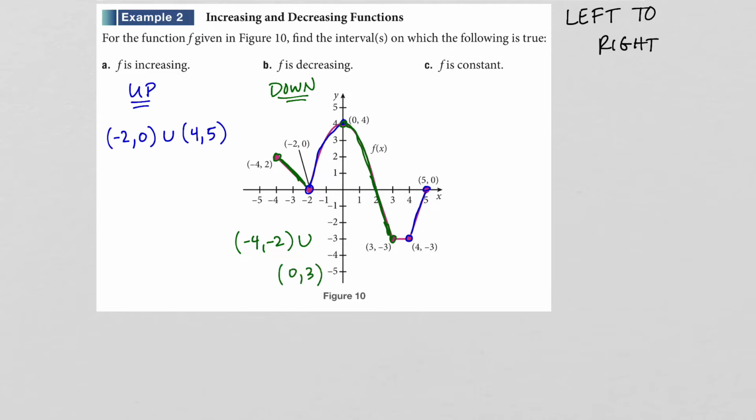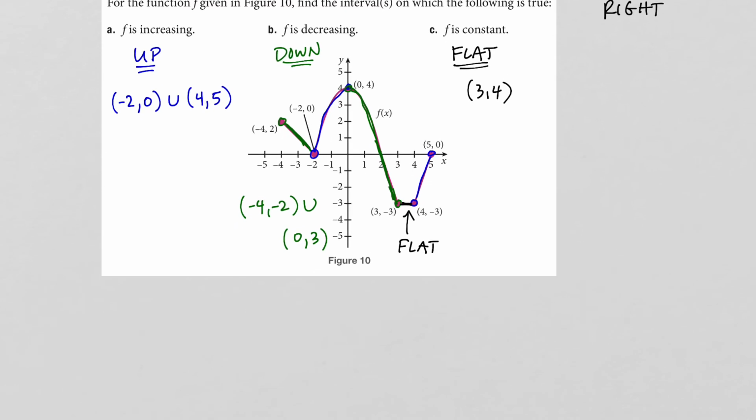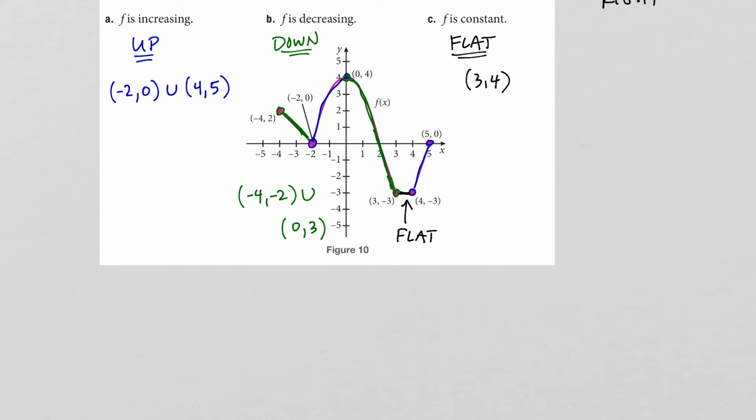And finally, where is it constant? It's constant when the graph is flat. This little section right here is the only place where the graph is flat. So where does that happen? It happens from here to here, and that is from x equals 3 to x equals 4. So when you're stating where it is increasing or decreasing, you are looking at the x-axis and giving the values of x for which the function is either going up, going down, or flat.